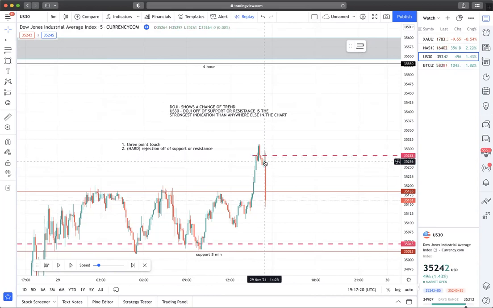Seeing that doji off of that level of resistance, you could have gone in for a sell. Two clear rejections off this level of resistance, not to mention that you have the doji double wick. That was a clear indication of a sell. So now we're below the level of resistance again.